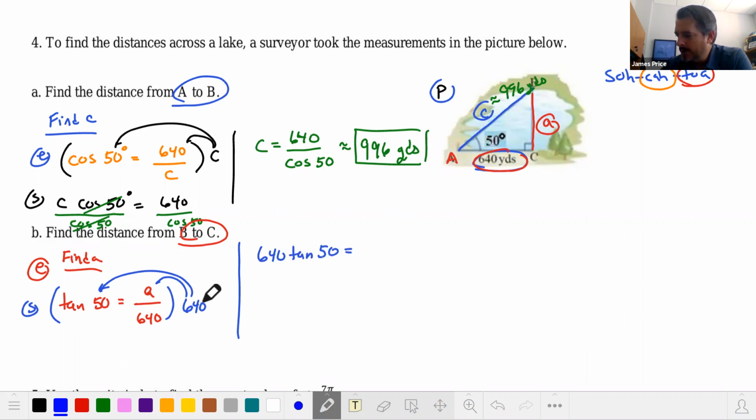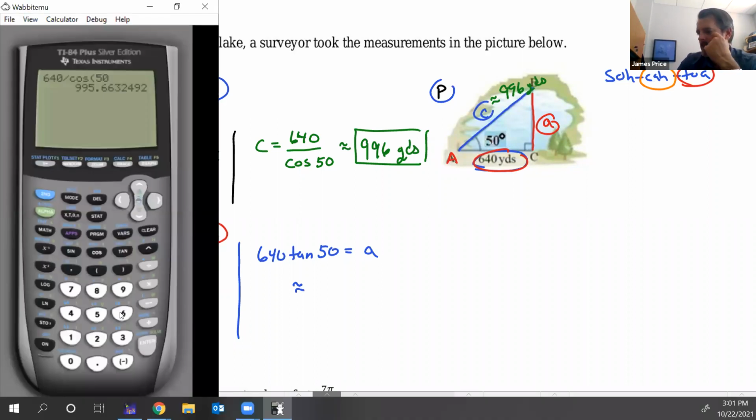And then they'll be equal to, on this side, they'll cancel and we just get A. And so then this is approximately, all right, let's use our calculator again to figure out what it is approximately. So this would be 640.